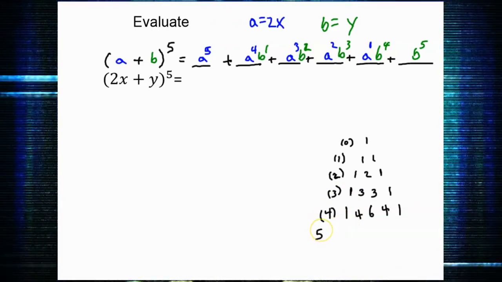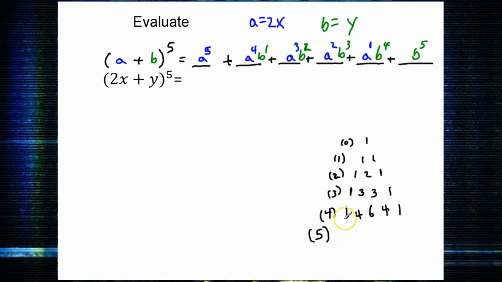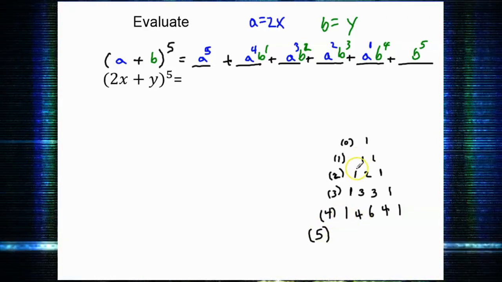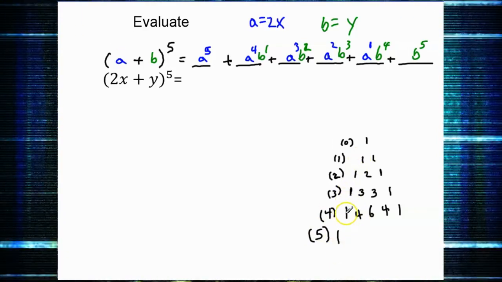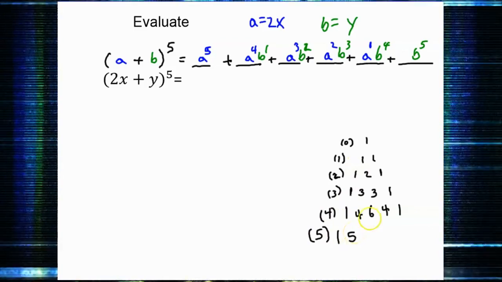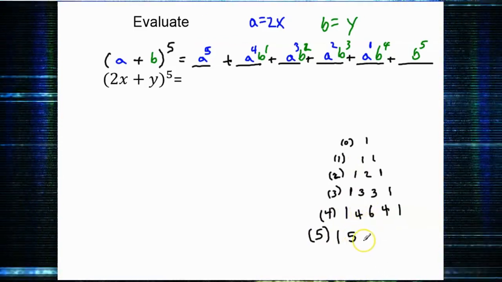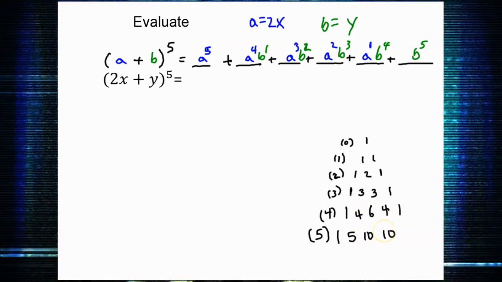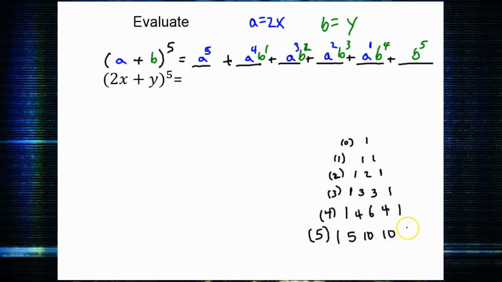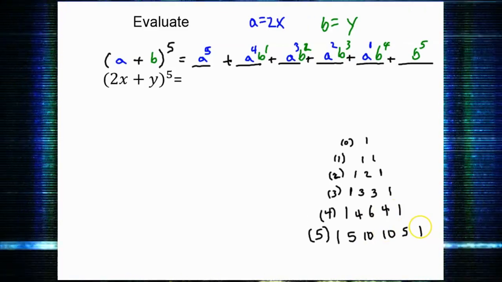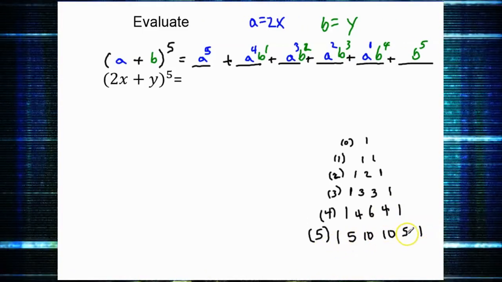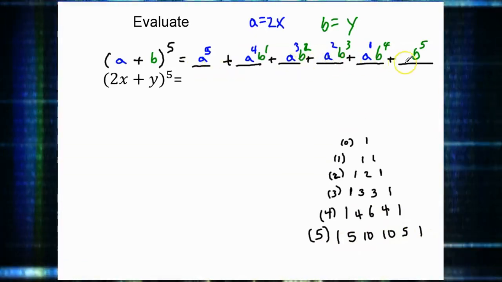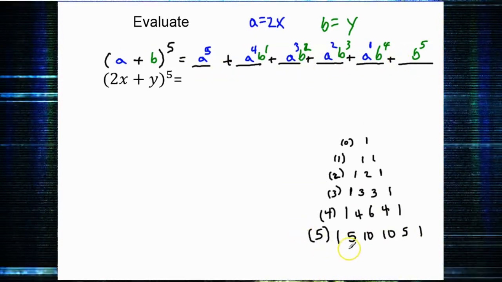So for the 5th row, which represents the power of 5, we're going to start with a 1, just like we did before. 1 plus 4 is 5. 4 plus 6 is 10. 6 plus 4 is also 10. 4 plus 1 is 5. And then we end with a 1 also. So all of these numbers here represent the coefficients that we need. So let's fill them in.